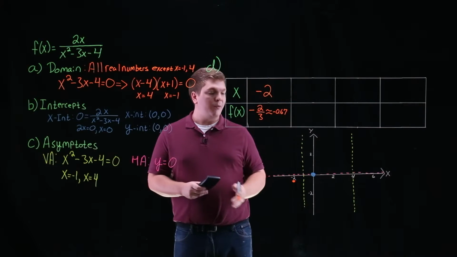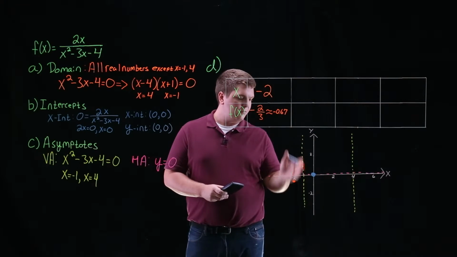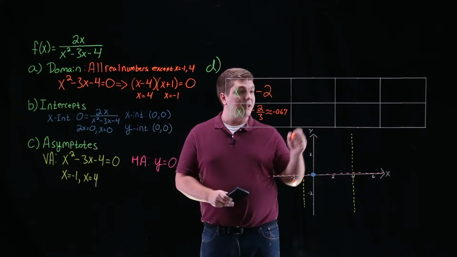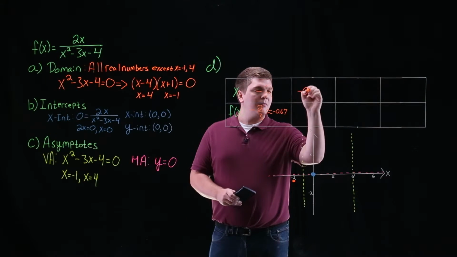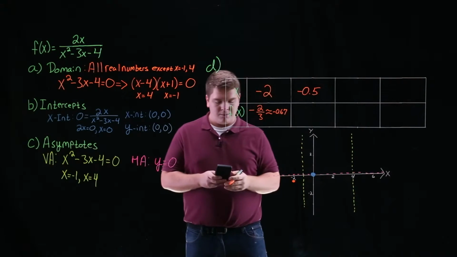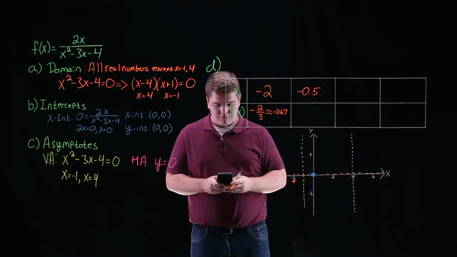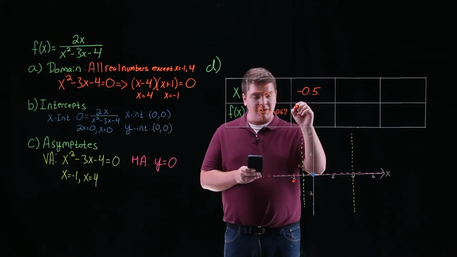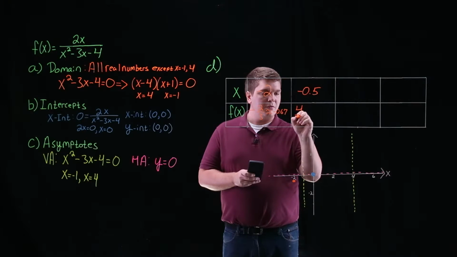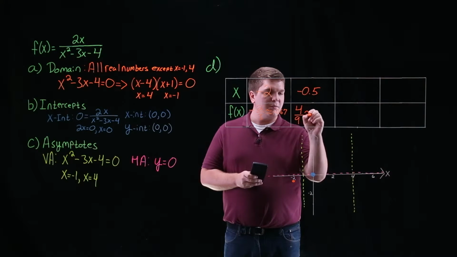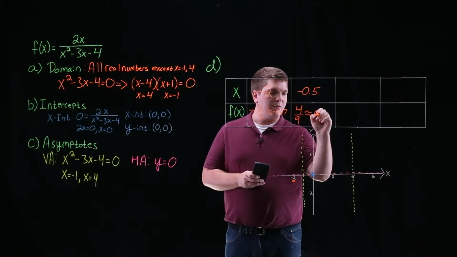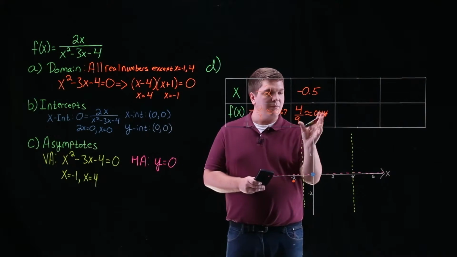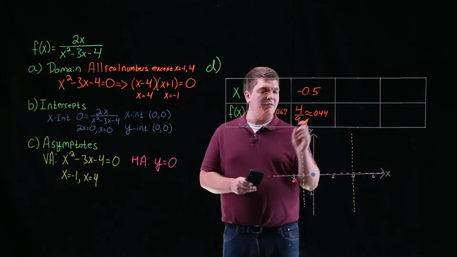Next, we want to plot a point between our vertical asymptote and this point here. So let's think about x equals -0.5. Substituting this into our function, the value that we get out is 4/9, which is approximately 0.44. So we can go ahead and plot this point, -0.5, 4/9.